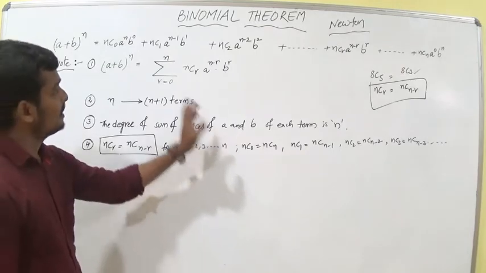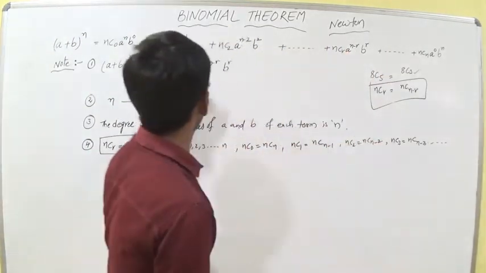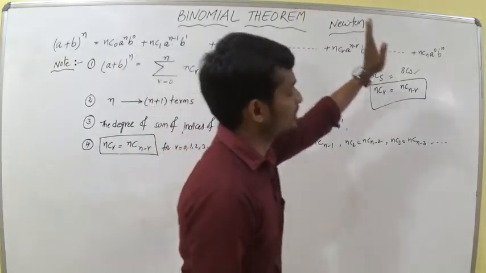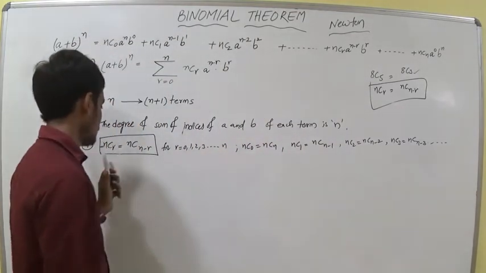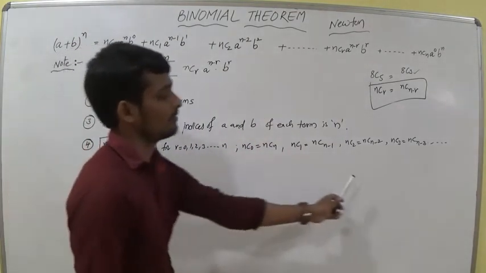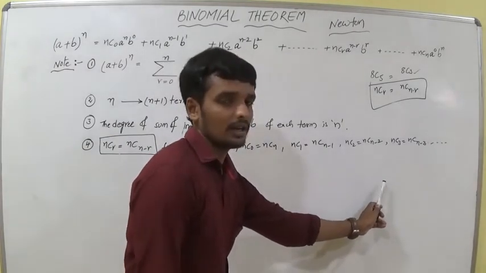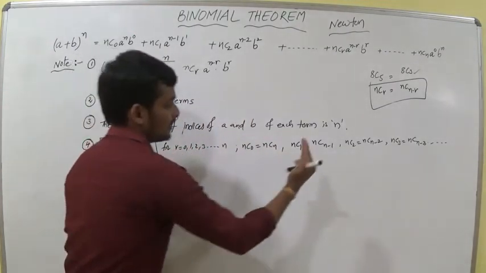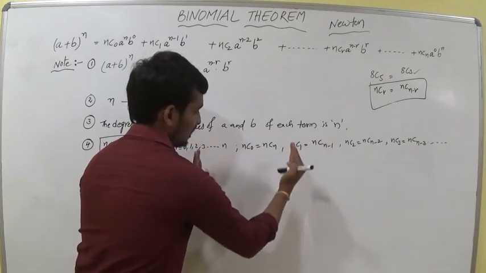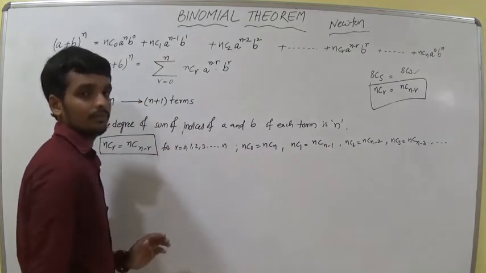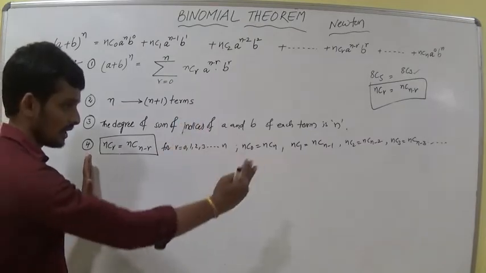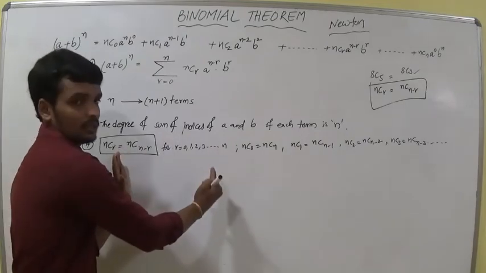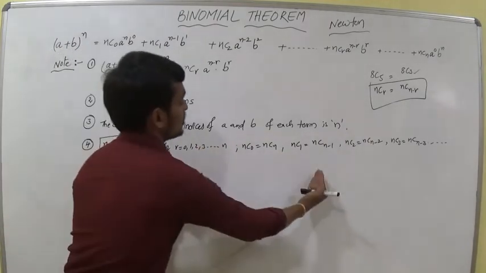The first term, nC0 is equal to nCn. nC1 is equal to nC(n minus 1). nC2 is nC(n minus 2). nC3 is nC(n minus 3). That means the first term from the beginning is equidistant from the term at the end. This is the first, this is the last. This is the first to second, this is the last to second. First to third, last to third. These are equidistant. It moves one step toward the last, and that one also moves one step forward.